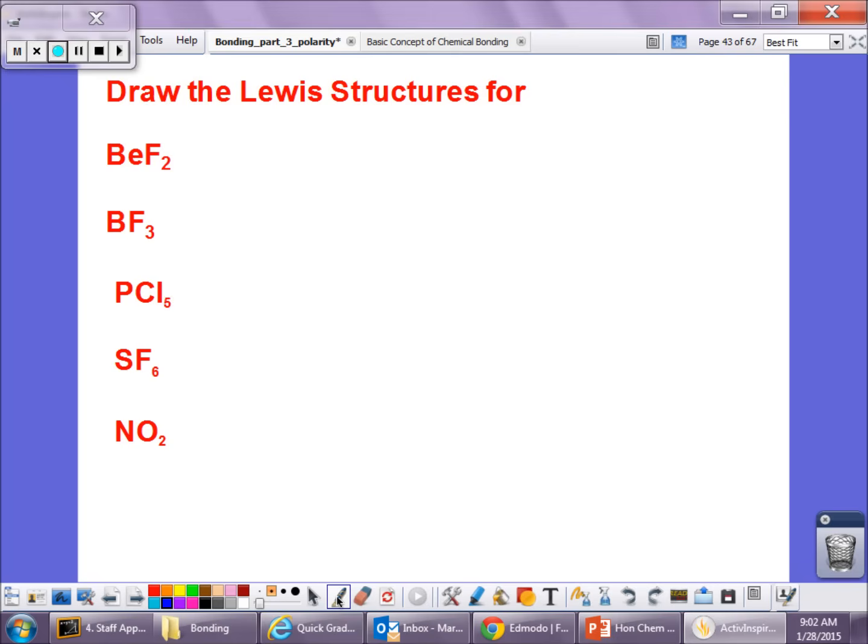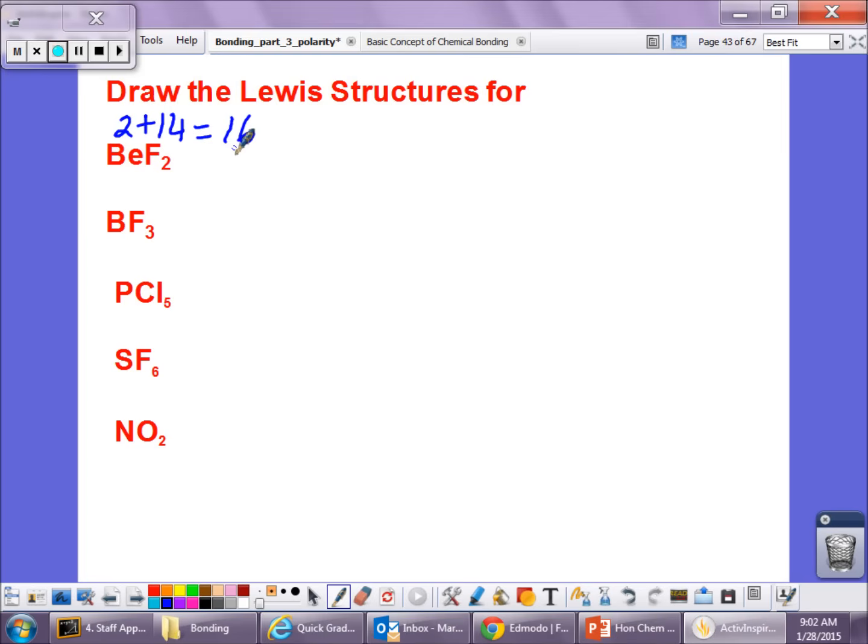Beryllium is in group 2. It has 2 valence electrons. Plus, fluorine in group 7 has 7 valence electrons. Times 2 gives me 14. I have a total of 16 electrons to place.